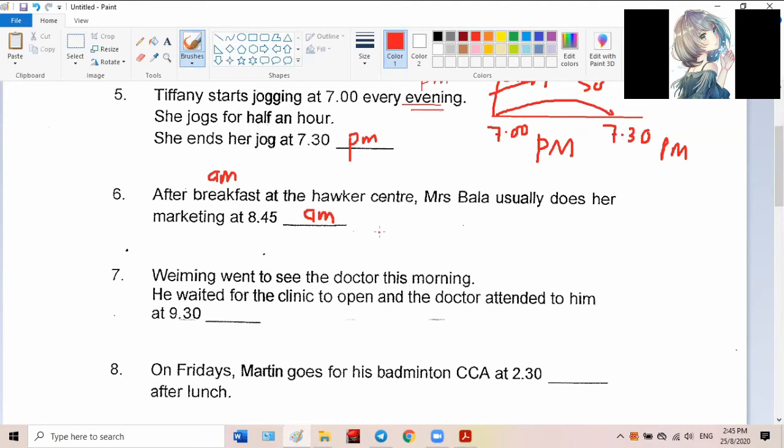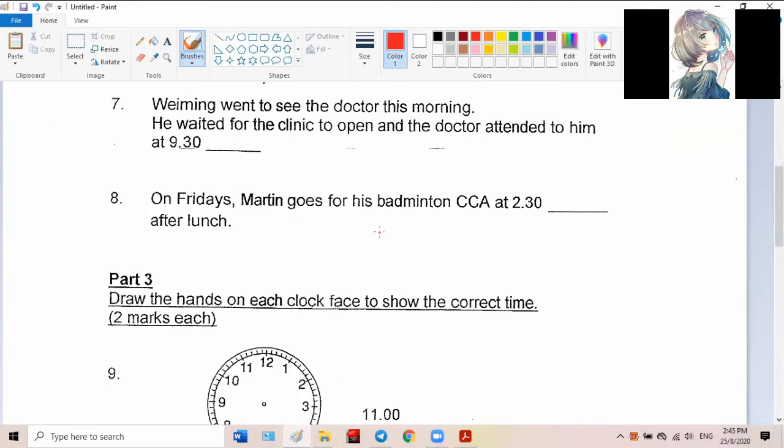All right, next one. Wei Wing went to see the doctor this morning. Give you a clue already. Not evening, morning. Morning is what? AM or PM? AM. Yes, morning is AM. Okay. He waited for the clinic to open and the doctor attended to him at 9:30 what? AM, yes, very good. Okay, again? Yeah, because morning. So easy, right?